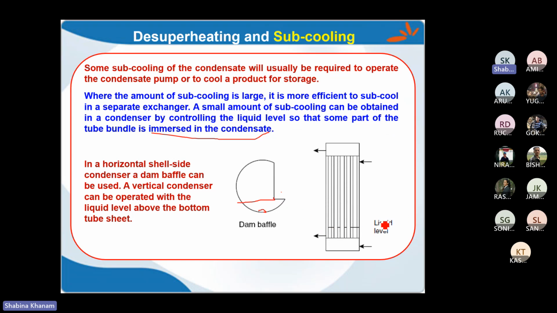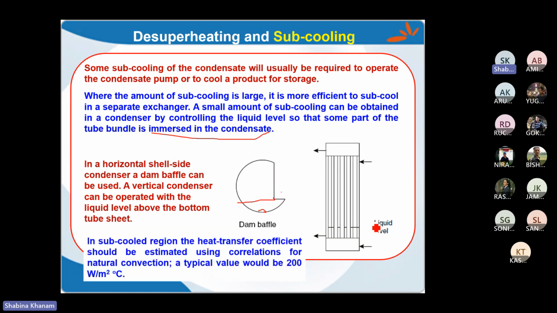Okay, so liquid head should always be there, condensate head as the form of liquid, right? So in that case you consider the subcooling, and in the subcooled region, heat transfer coefficient is estimated considering natural convection, and that should be around 200 watt per meter square. So that value you can consider as it is.